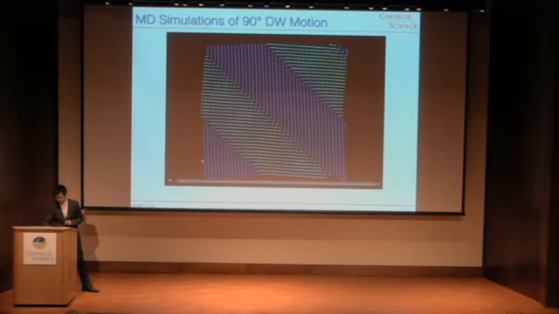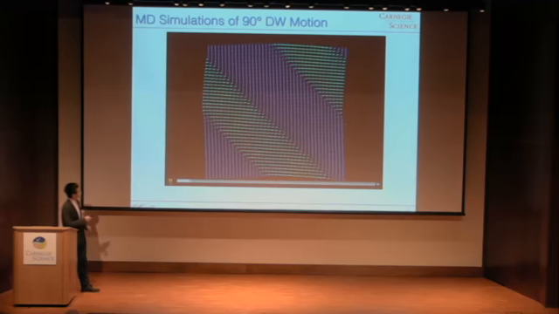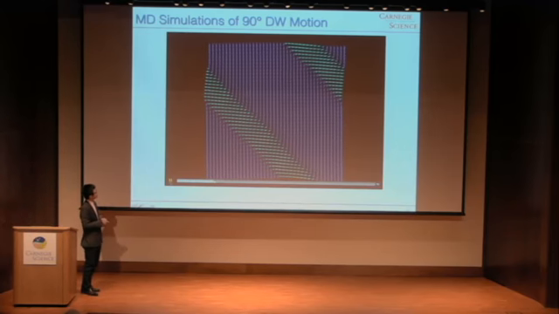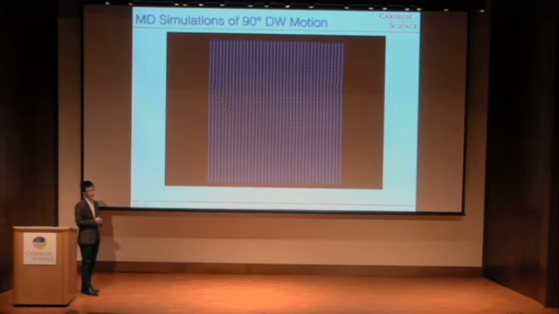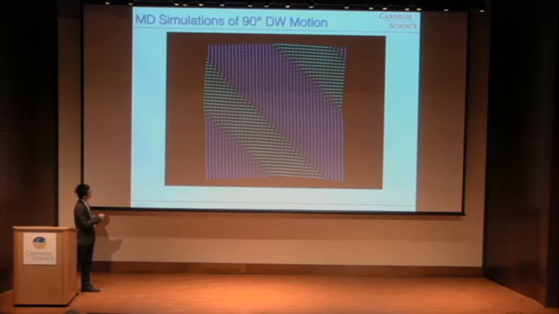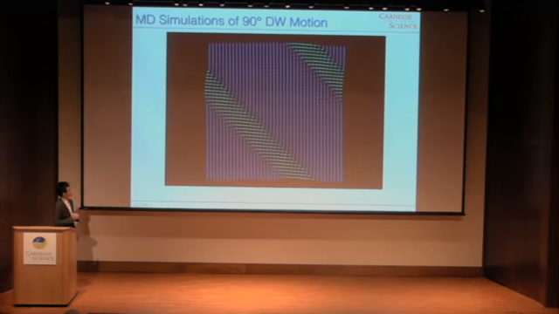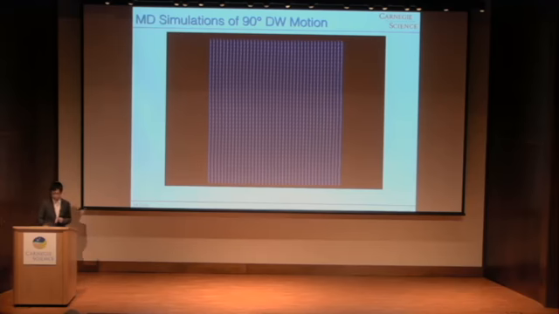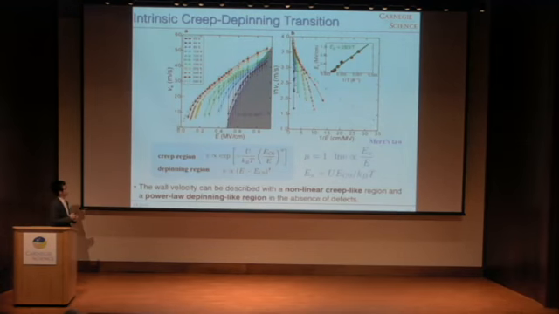So this is a movie from molecular dynamics simulations. Each arrow represents the local dipole within each unit cell. The movie will repeat again. So it becomes very straightforward to extract the domain wall velocity from these molecular dynamics simulations.